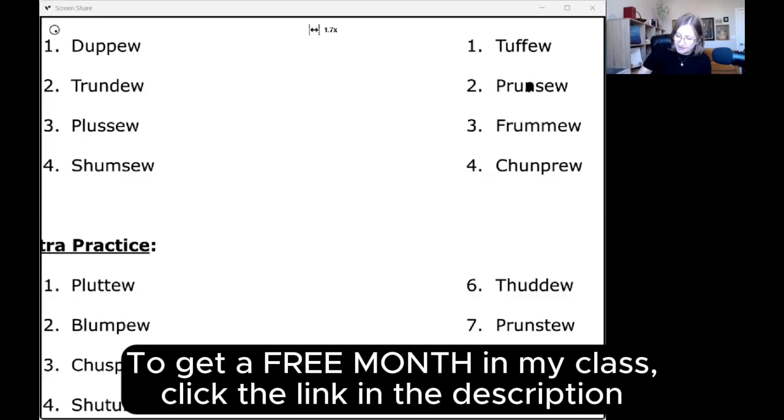Now the U has to make its long sound because there's a vowel one or two doors down. So that would say prusu. Again, the U said oo. These two graphemes say the exact same thing. This is a single U. This is an EW without a U even in it. But they both say the exact same thing. Prusu. What would that word have said without the N, but with two S's? Prusu. Brilliant. Well done.